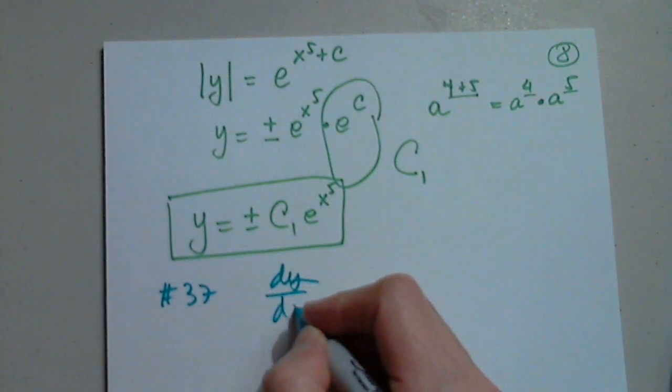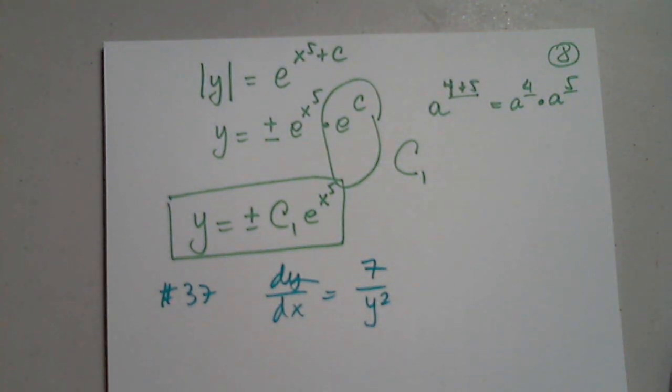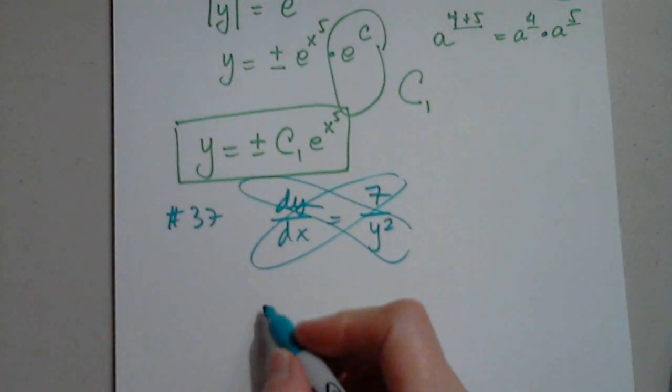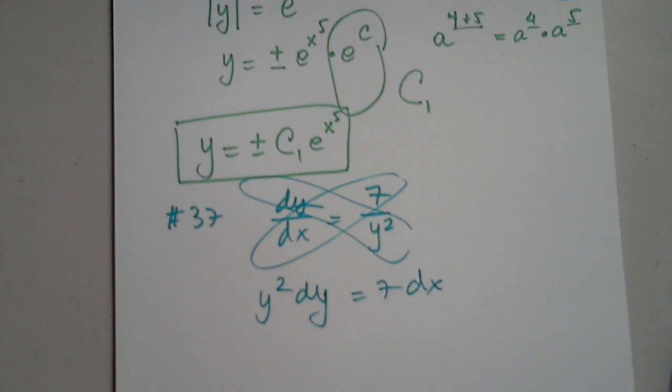So dy over dx equals 7 over y squared. What do you think is the first step? It's okay if you're wrong. Just talk to me, please. What do you think will be the first step? To get dy and y squared on the same side. Yes. So we're going to cross multiply. Brilliant. y squared dy equals 7 dx. That was even easier than the first one.